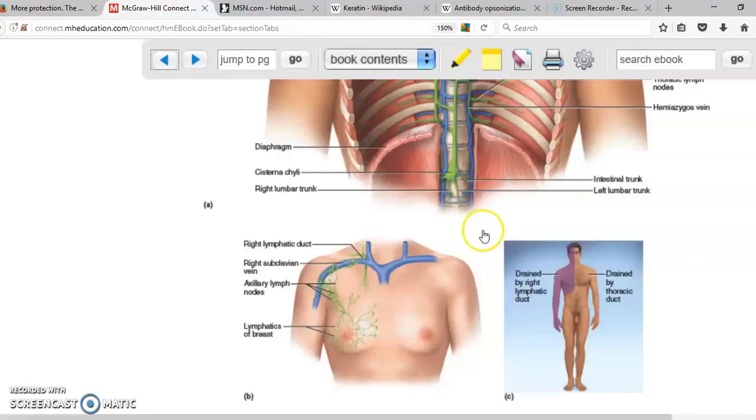Okay, before we continue scrolling down, we can see that there is an enlargement right here before the thoracic duct starts. This enlargement is called the cisterna chyli, as you can see here, and it's composed of these three branches: the right lumbar trunk, left lumbar trunk, and intestinal trunk. When they get together, they form the cisterna chyli. Okay, so let's keep scrolling down.